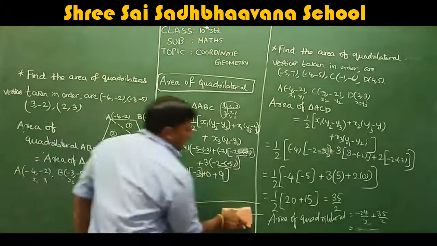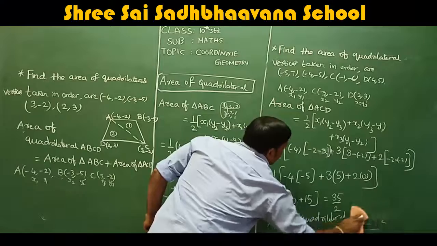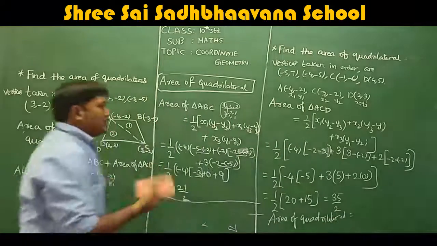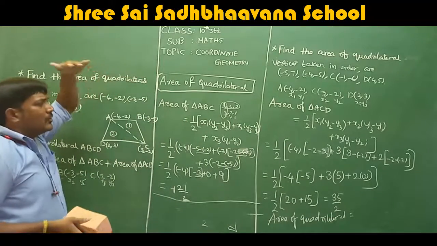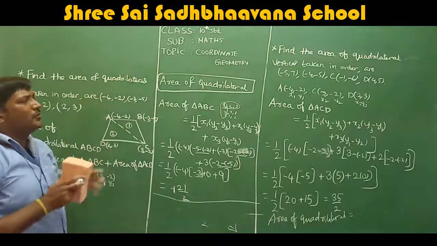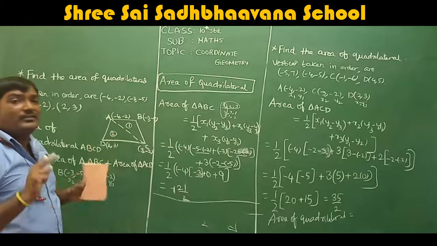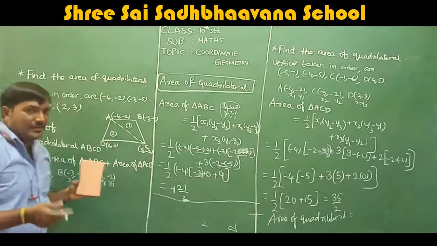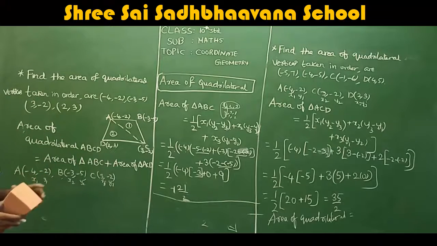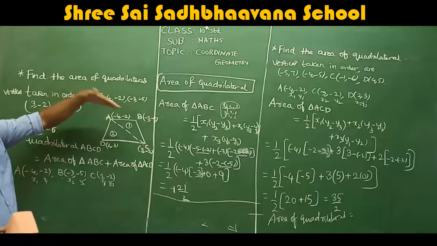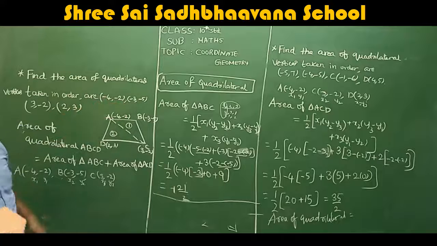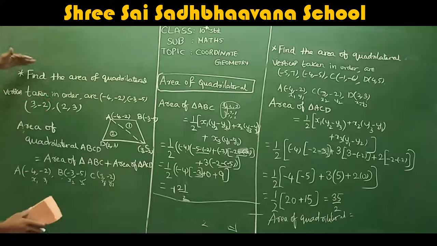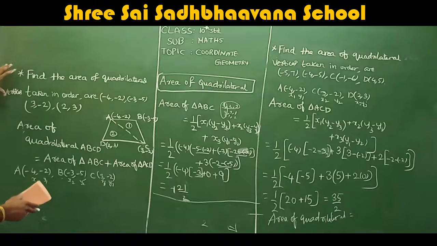So how to find area of quadrilateral here? I'll just explain the concept properly once again. Area of quadrilateral is equal to the sum of the two triangles' area. It means we are adding the areas of two triangles so that you will get the area of the quadrilateral. For that, I'll just consider one sum. Find the area of quadrilateral.